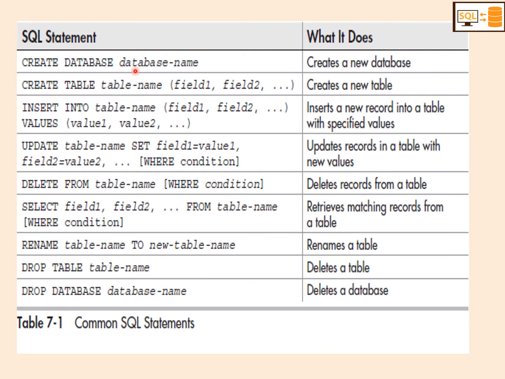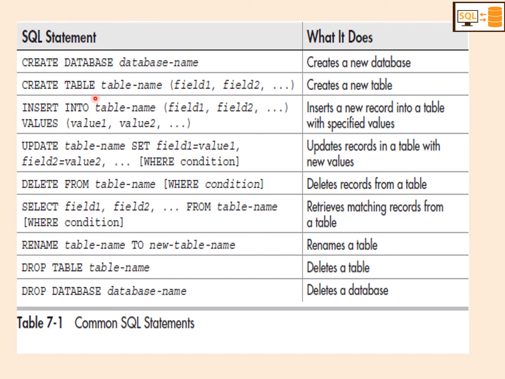So some commonly used expressions in SQL as well as their usage are specified here. Some common SQL statements. The first thing is create database. If you are starting a particular project, the first thing needed for that project is a database. For creating a database, we have the statement create database. Then after that, you have to specify the database name. So this is used for creating a new database.